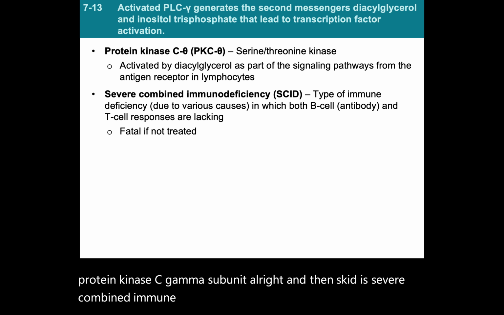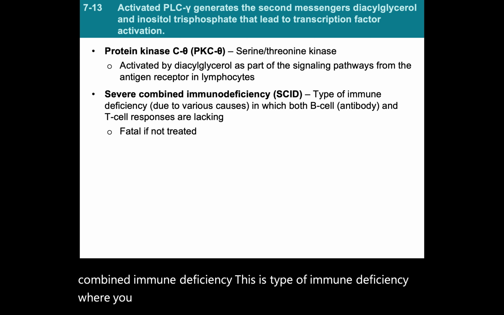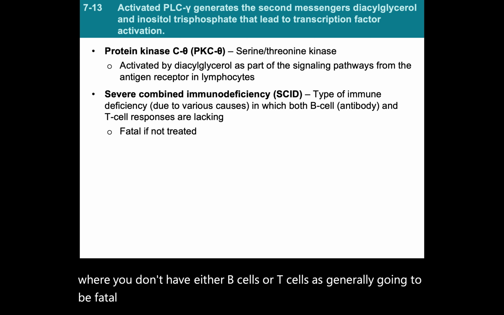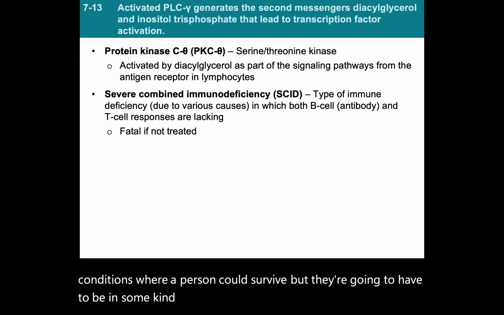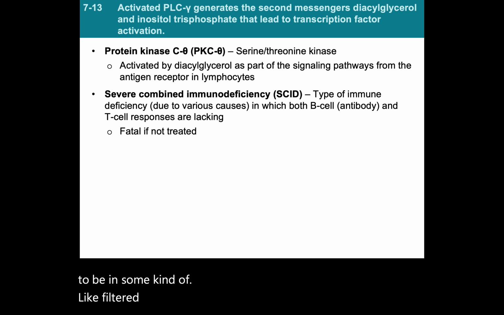All right, and then SCID is severe combined immunodeficiency. This is a type of immune deficiency where you don't have either B cells or T cells. It's generally going to be fatal. It's one of those conditions where a person could survive, but they're going to have to be in some kind of filtered plastic bubble for their entire lives.